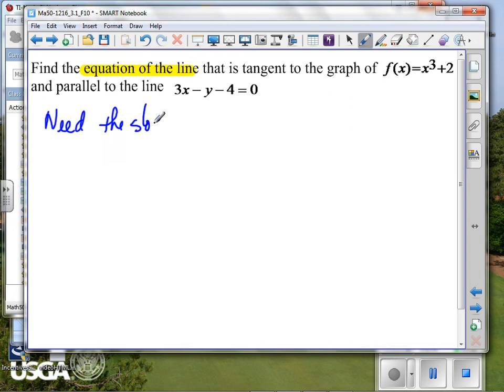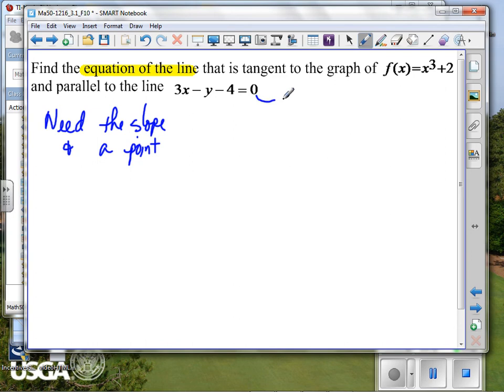I'm putting the word "the" in there to remind us that there's only one slope of a line. And we need a point. We don't care what point it is. We just need a point that's on the line. Now, I want the tangent to this graph to be parallel to this line, so which of these two bits of information am I going to get from this? The slope.